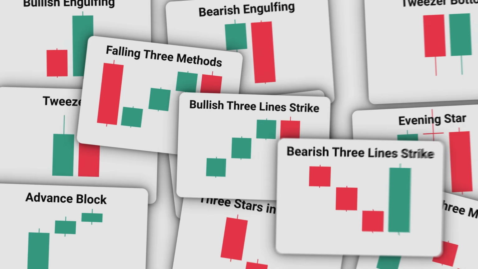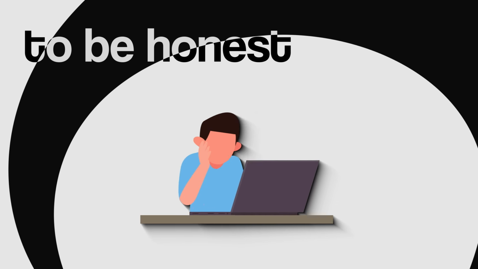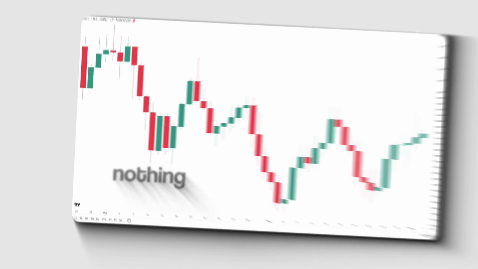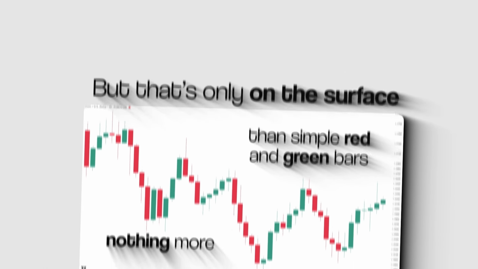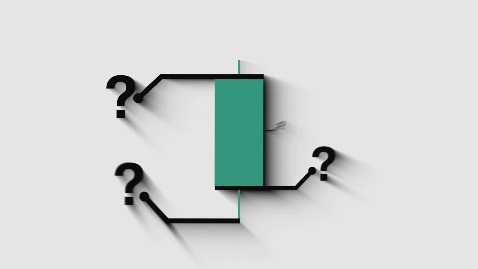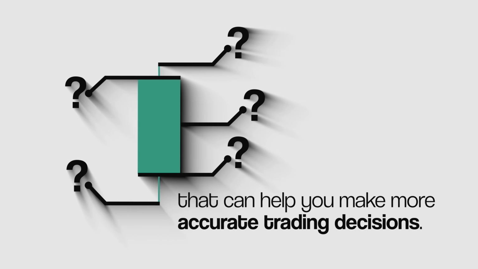Candlestick patterns are usually the first thing that confuses beginners. And to be honest, they confused me as well when I first started trading. At first glance, a price chart looks like nothing more than simple red and green bars. But that's only on the surface. In reality, each candle contains a large amount of information that can help you make more accurate trading decisions.